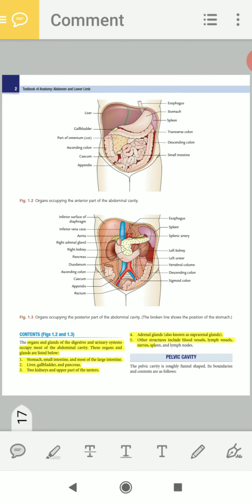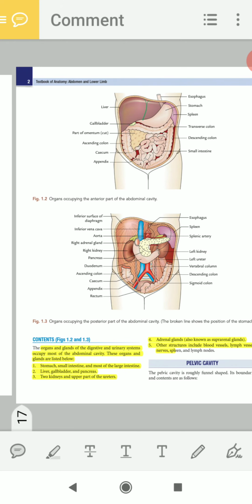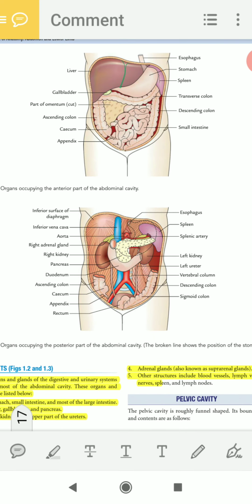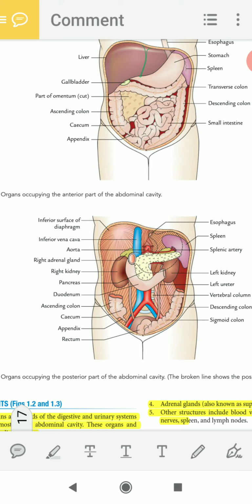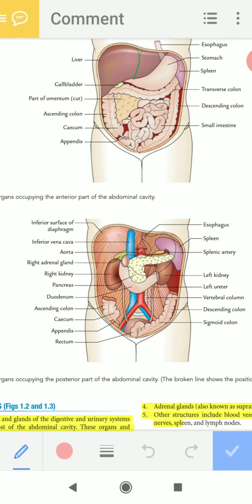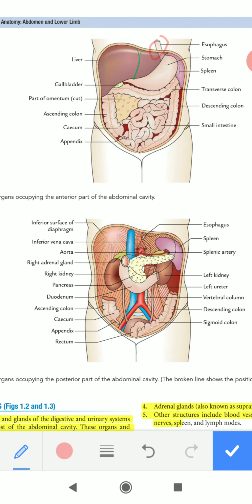Now, what are the contents of the abdominal cavity or abdomen? We can divide the content into two main groups. Number one is the digestive tract. If we come from above: abdominal part of the esophagus, stomach, then small gut, large gut, that means ascending colon, transverse colon, descending colon, sigmoid colon, rectum and anal canal.